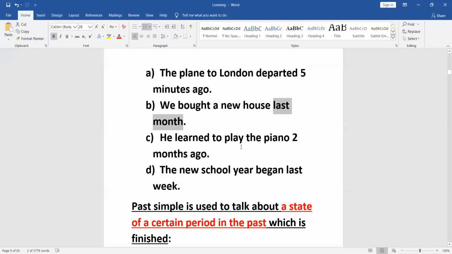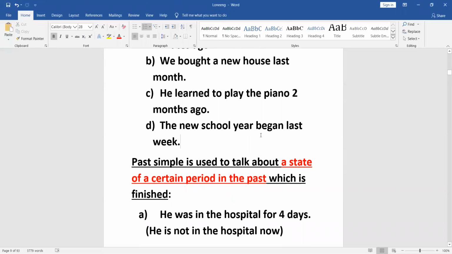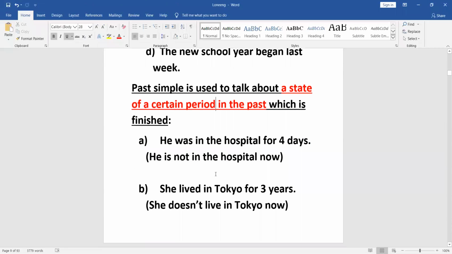It's not right now. It's not going to be in the future, but it's already happened. See, he learned to play the piano 2 months ago. The very word "learned" indicates it's past tense. 2 months ago again indicates past tense. The new year began last week. So when did it begin? It began last week, showing indications of the past.